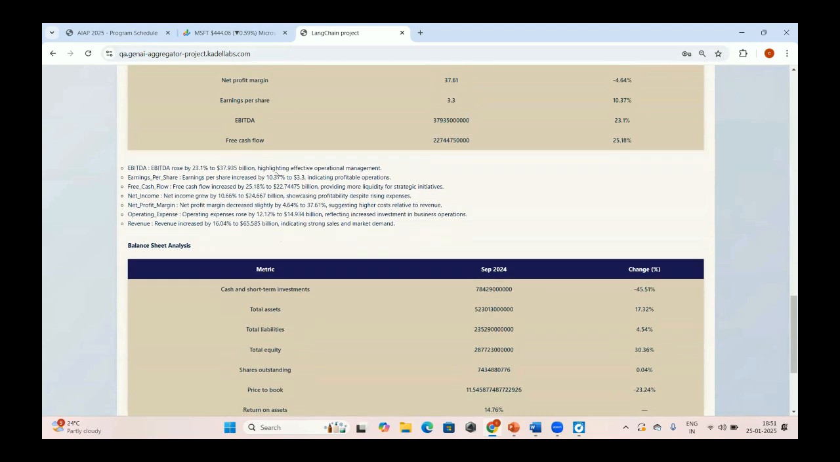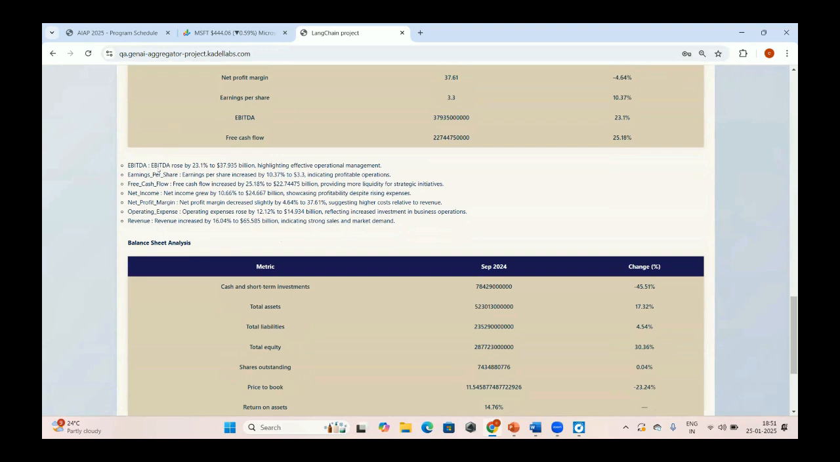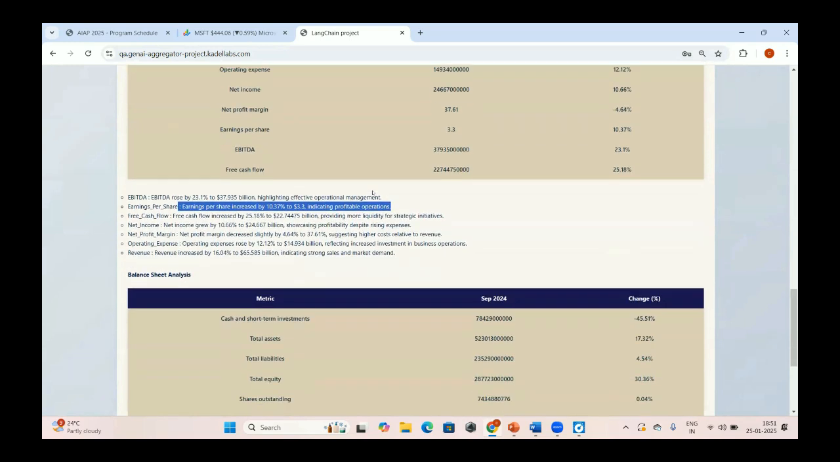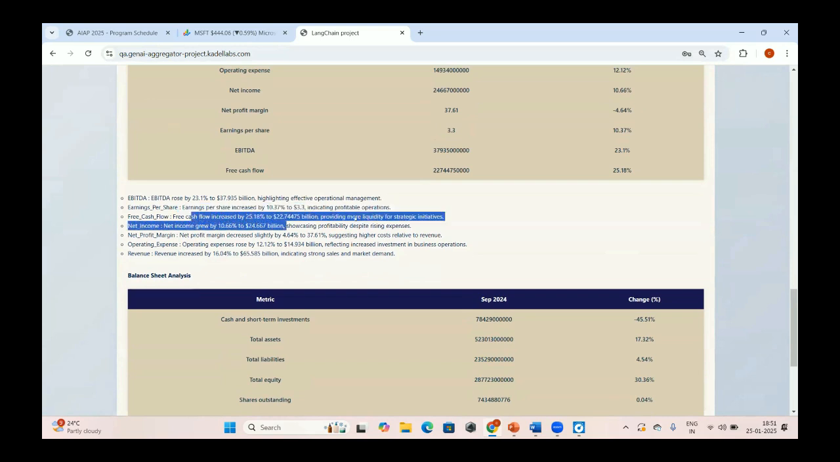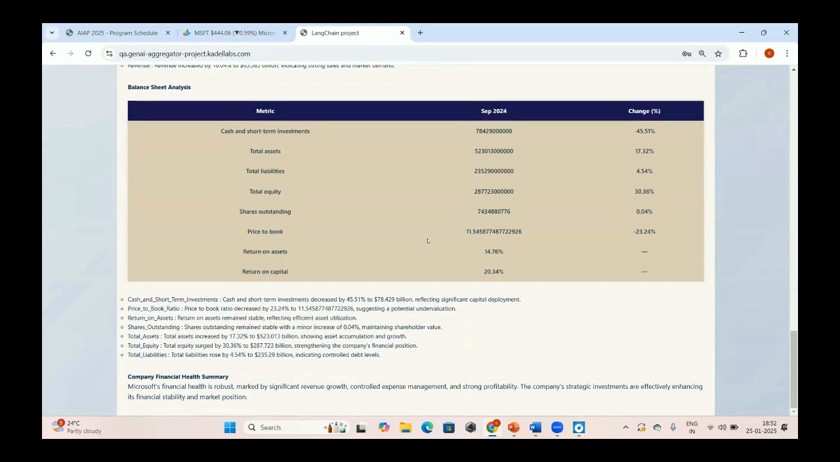Now, if the end user is a salesperson, they will be able to understand that an earnings per share increase indicates profitable operations, which is a very important metric to understand. This is again all generated data, based on the JSON file that we have passed into the reasoning LLM. What does a free cash flow increase mean? It means providing more liquidity for strategic initiatives. So this is where any end user can come and understand what these metrics mean and whether this is a good indicator or not. And then we have the balance sheet analysis.